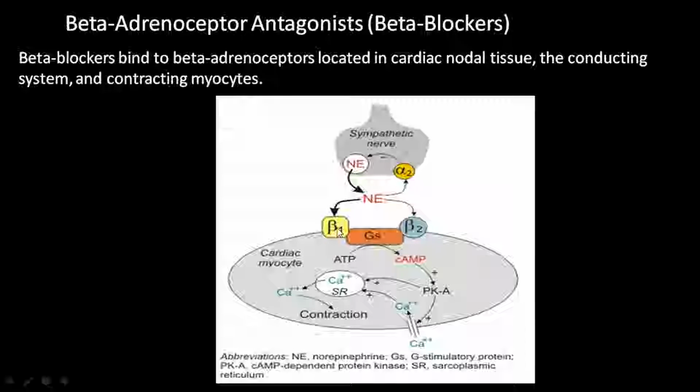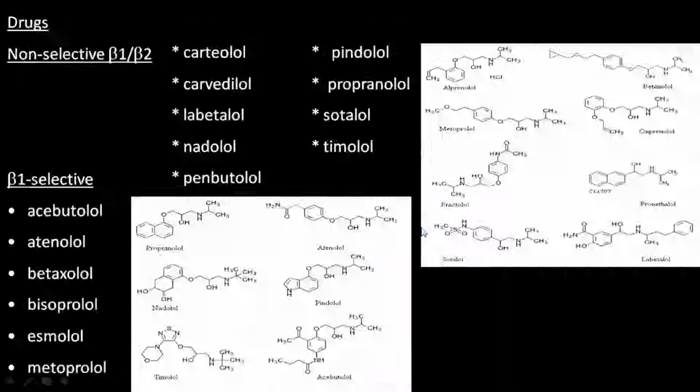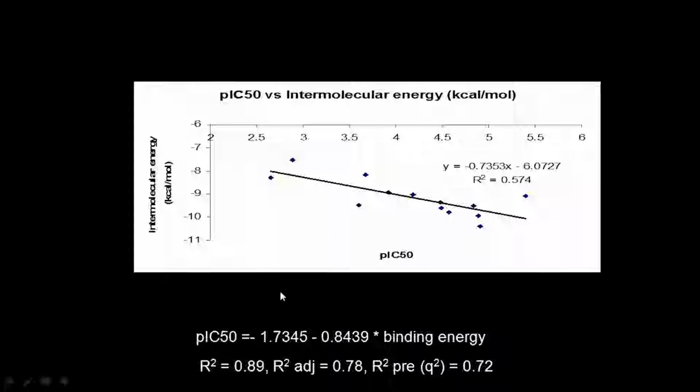As you can see, the sympathetic nerve comes in here, and then which goes here, and then we have the cardiac myocytes. So it basically blocks the beta 1, or it blocks both beta 1 and beta 2.